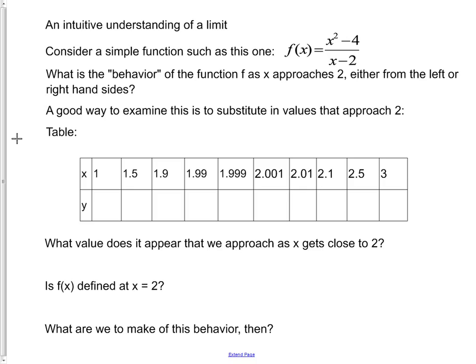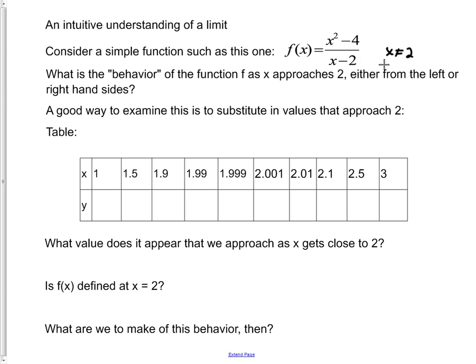So let's try and get an intuitive understanding of what we mean by a limit by first examining a function. Now, let's say we've got this function f of x equals x squared minus 4 over x minus 2. Now we know that x cannot equal 2 because at x equals 2, the function would be undefined. We'd have something over 0.